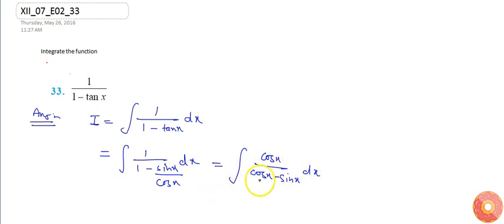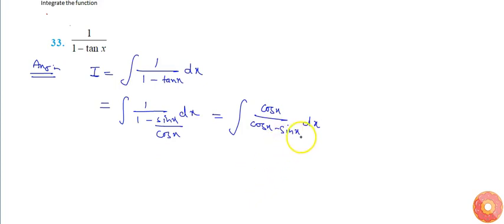Now if I substitute cos x minus sin x, then the derivative of cos x minus sin x is minus sin x minus cos x, which is not available in the numerator. So I need to rearrange the numerator such that the derivative of cos x minus sin x will be there.